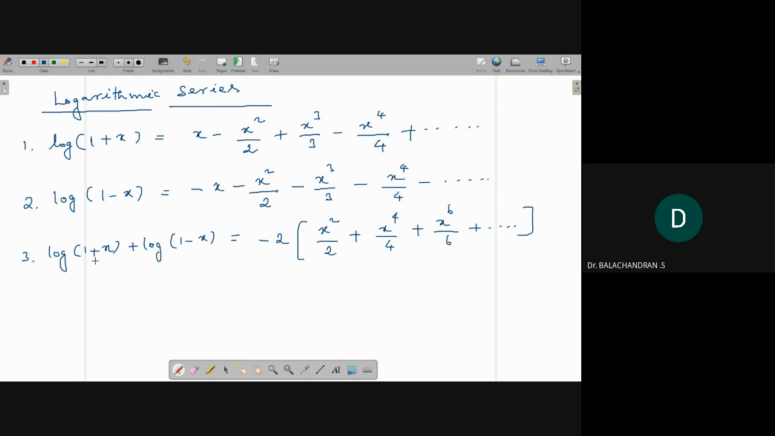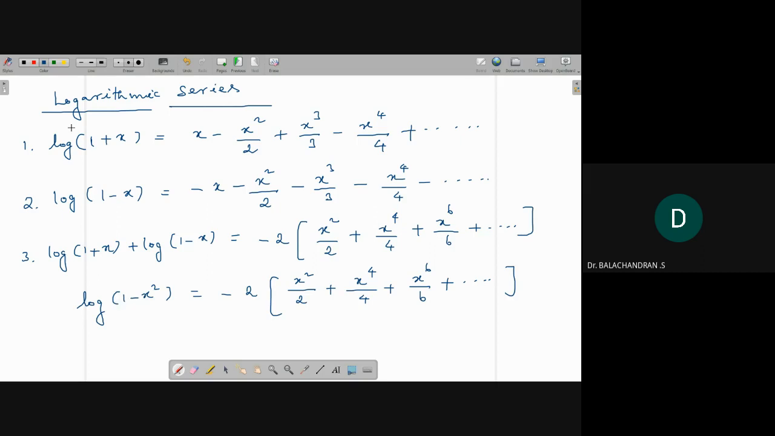So the left hand side you have log a plus log b. This is the log of 1 plus x into 1 minus x. So 1 plus x into 1 minus x is 1 minus x square. This is the left hand side. Right hand side, minus 2 into the same thing, x square by 2 plus x power 4 by 4 plus x power 6 by 6 plus and so on. This is the third result.